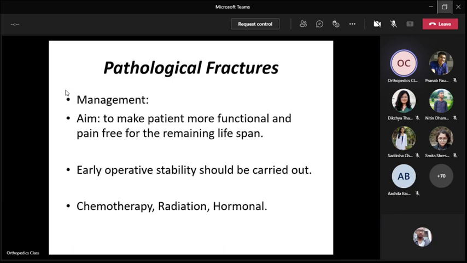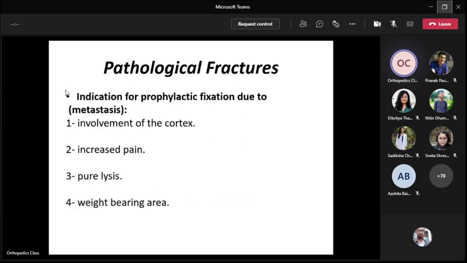Management: our aim is not to treat the disease. Our aim is to make the patient comfortable so that he will be pain-free for the remaining life of this man. We just stabilize the patient and send the patient for chemotherapy, radiation, and other modalities of treatment.